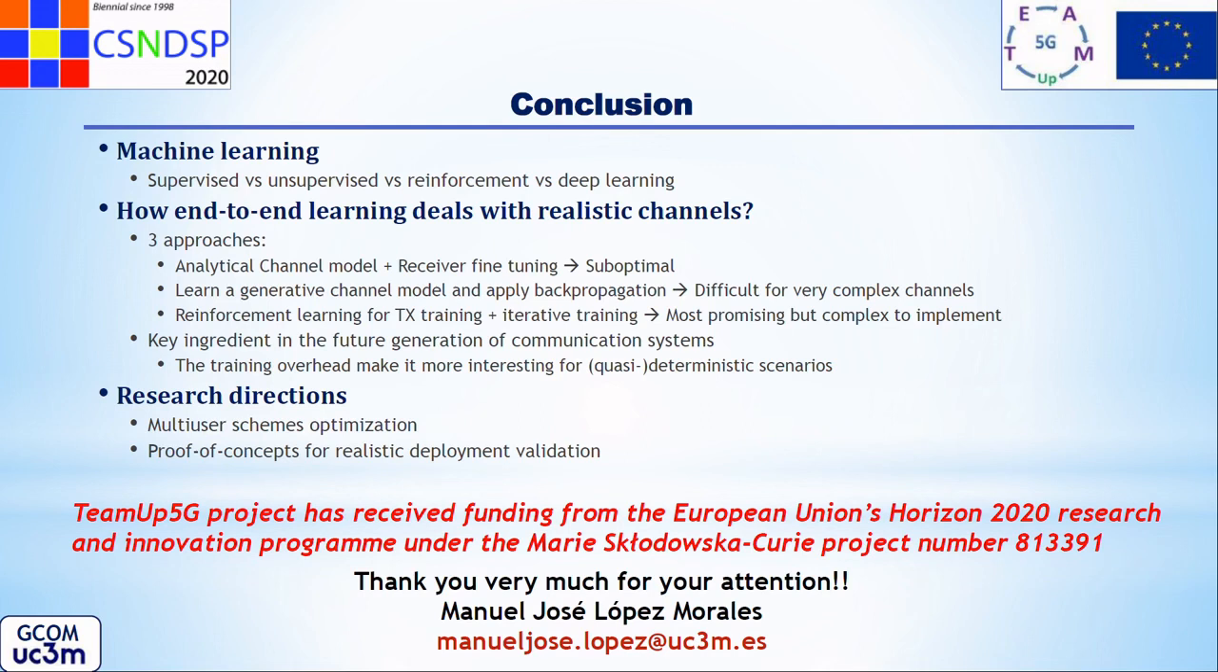And the use of reinforcement learning in the transmitter plus iterative training by using backpropagation in the receiver. This is the most promising technique, but it's also the most complex to implement. We think that end-to-end learning is going to be a key ingredient in the future generation of communication systems, since it's going to help to find optimal solutions for complex problems that engineers cannot solve right now with classical approaches.